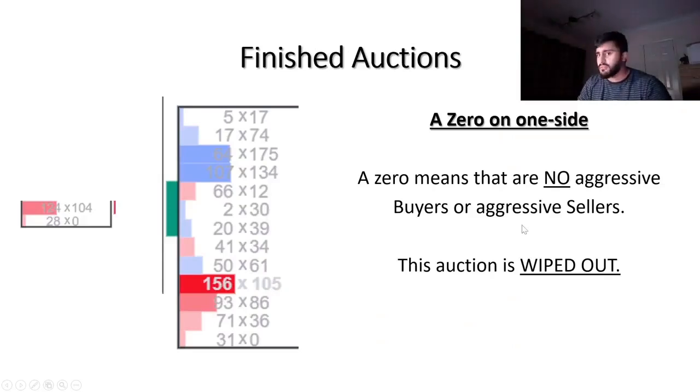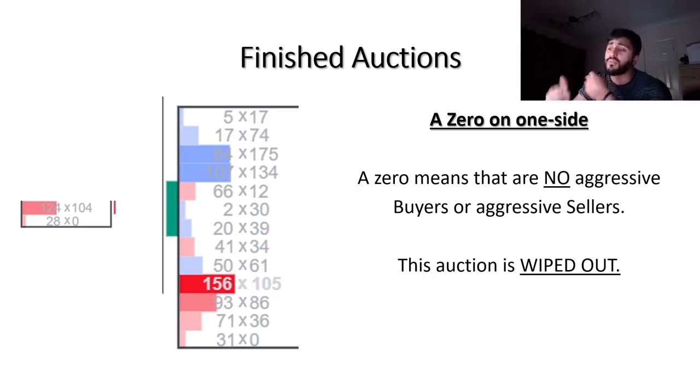Auction. So I briefly said earlier that there's a bid and the ask. Now, when there's a 0 on one side, what this represents is that the auction has been wiped out and there's no either aggressive buyers or sellers at that point. So if we look over here, we see 28 for 0. This means that there's no market participants hitting the ask. So there's no aggressive buyers, right?